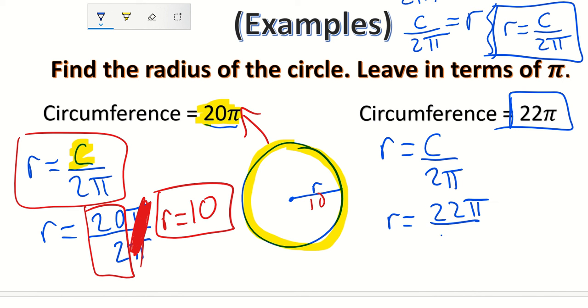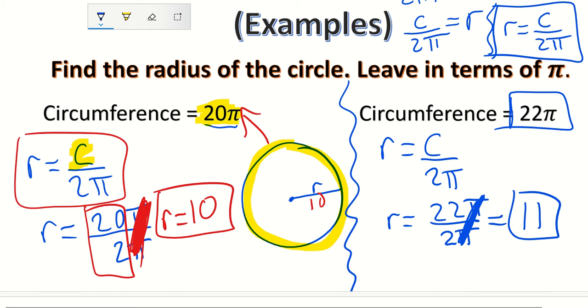22 pi divided by 2 pi. And of course, the pi is reduced to 1, so let me go ahead and get rid of those. And then how many 2's go into 22? 11. So the radius for this circle, let me go ahead and separate these two because there's two different circles. The radius for this circle would be 11.